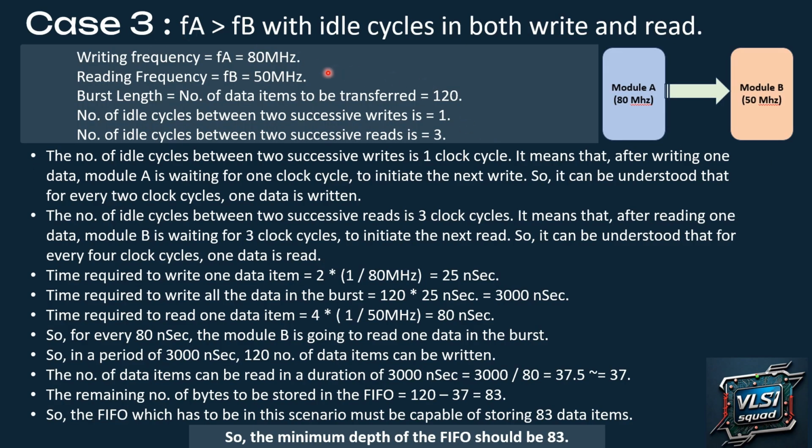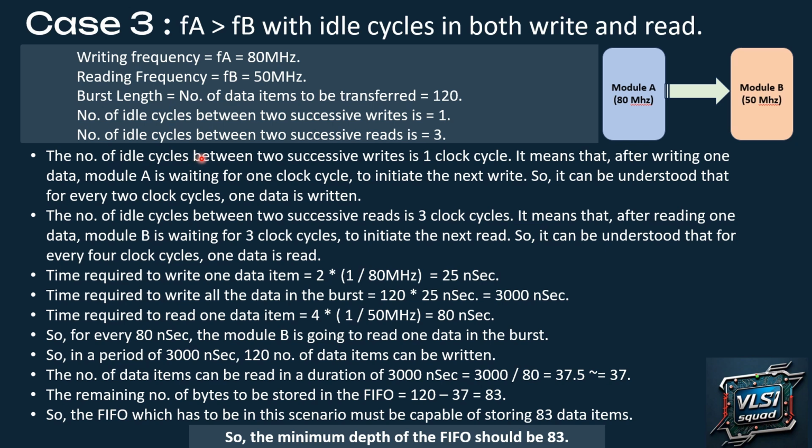So let's take case 3. It is the same as the previous cases. The frequency of the writer is more than the frequency of the reader, which is given by 80 and 50 megahertz respectively. And the burst length is the same as the earlier cases. Now it is given that there is one idle cycle between two successive writes, and there are three idle cycles between two successive reads. What does that mean?